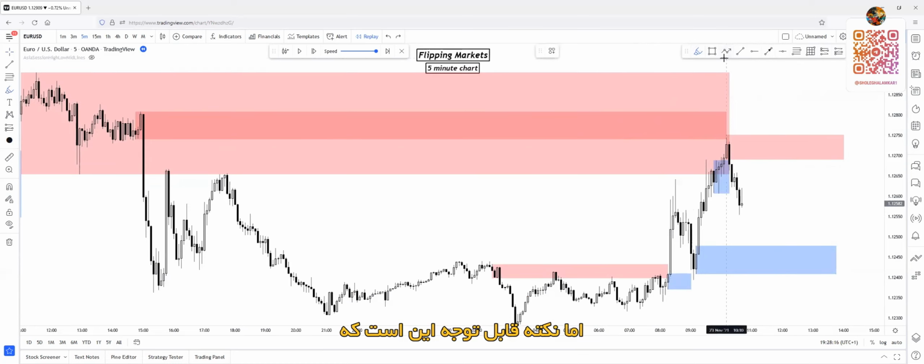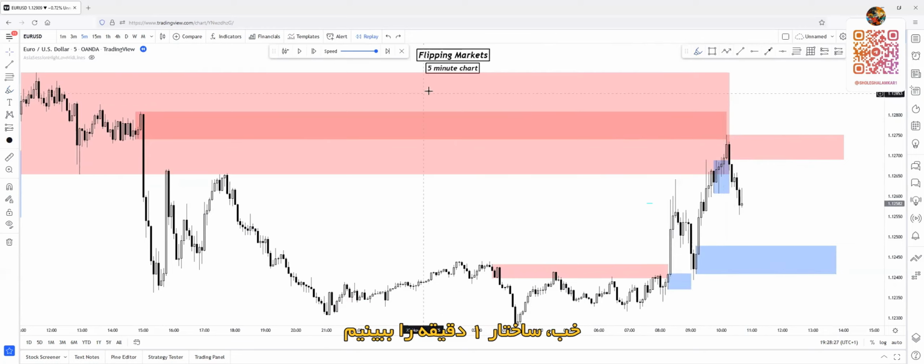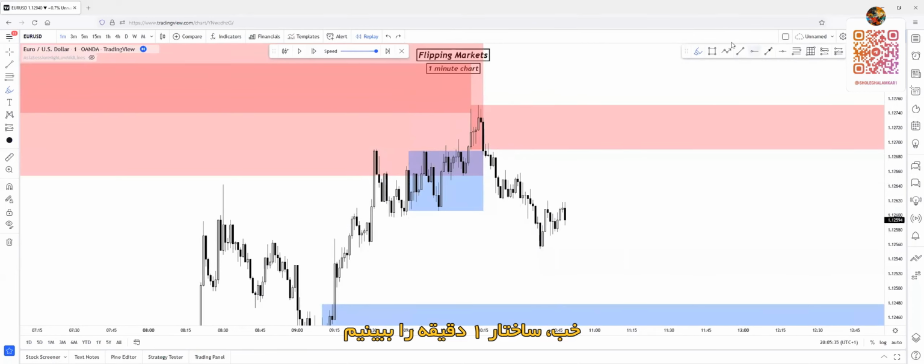But one more noticeable thing, we can also miss this trade. Just like the previous one, there's a chance that we'll miss this trade. This is also a textbook example, but there's a chance we will miss it. Okay, so let's see the 1-minute structure.